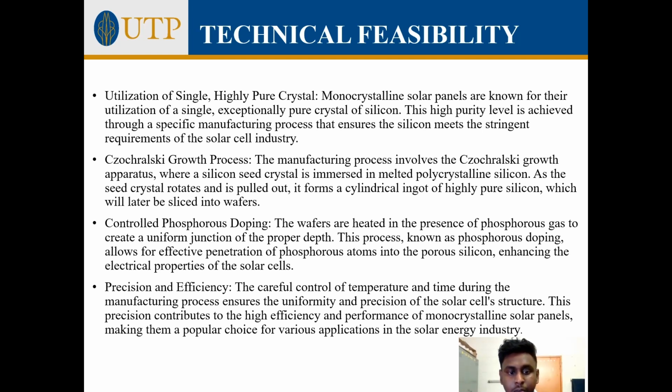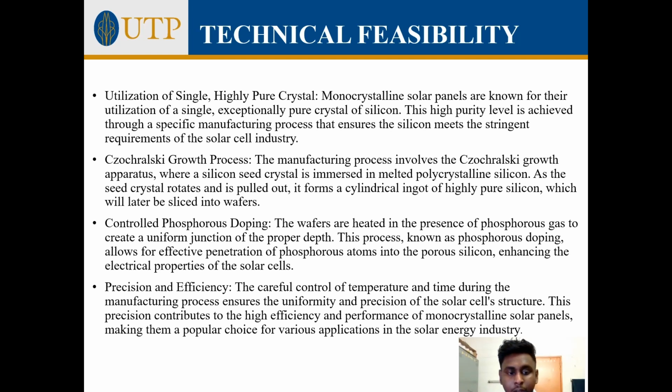Controlled phosphorus doping. The wafers are heated in the presence of phosphorus gas to create a uniform junction of the proper depth. This process, known as phosphorus doping, allows for effective penetration of phosphorus atoms into the silicon, enhancing the electrical properties of the solar cells.